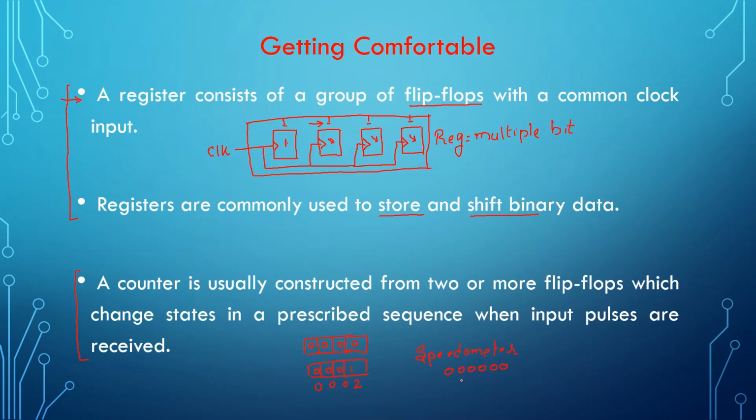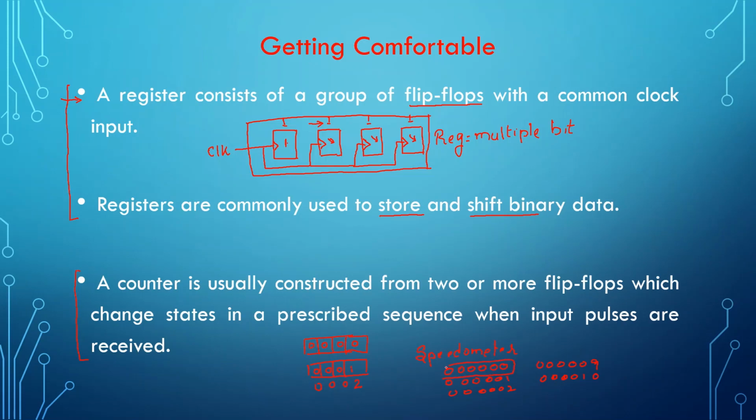After you start using the bike, it will become 0001. It will become 00002. After that, it will become 00009. After that, it will become 00010. So this is actually a counter. If you are asking me, sir, what is it made up of? It is made up of flip-flops.